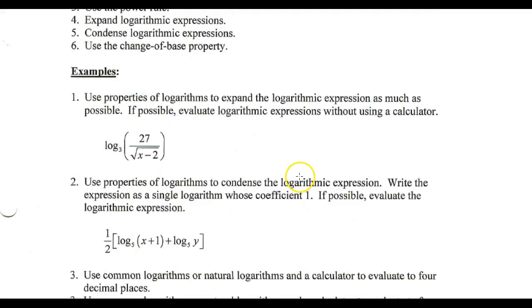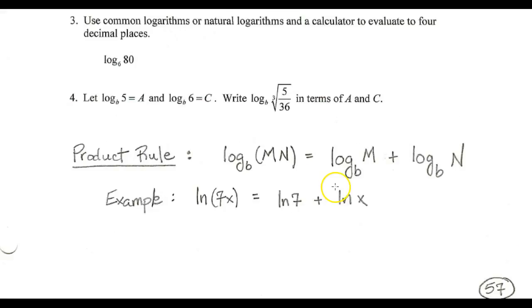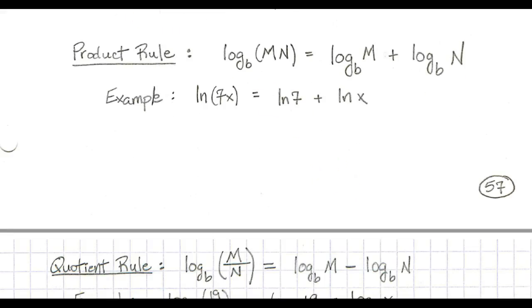Let's go down and look at the rules first. The first rule is called the product rule. If I have log base b of something times something, then the product rule says that I can break that up into log base b of the first function plus log base b of the second function. Think of these as two separate functions, m and n.